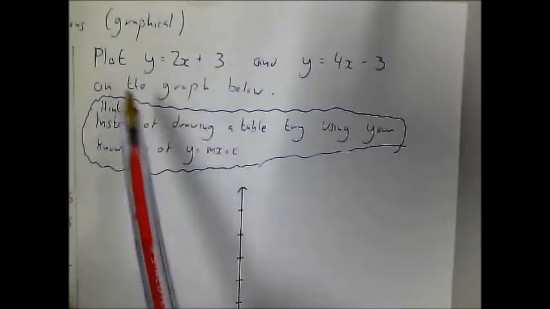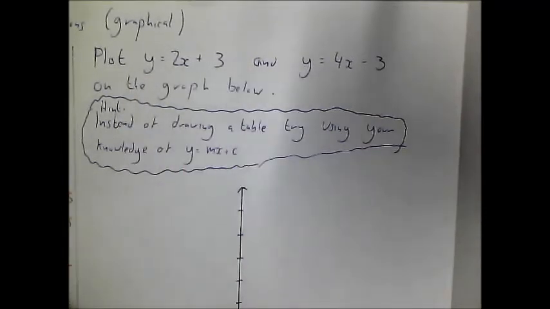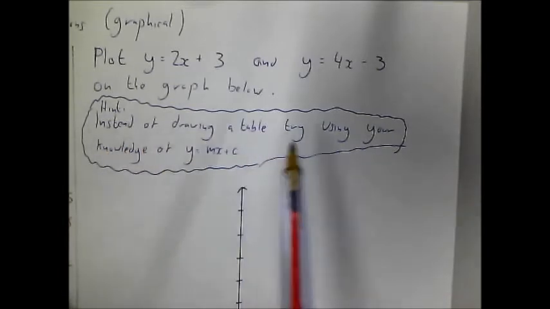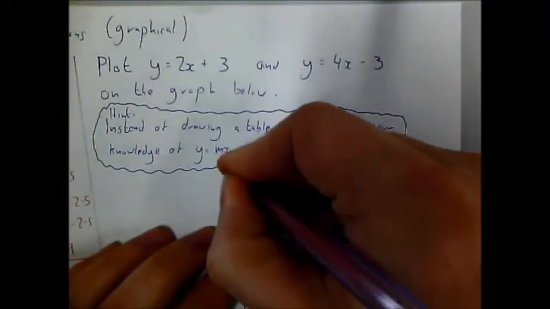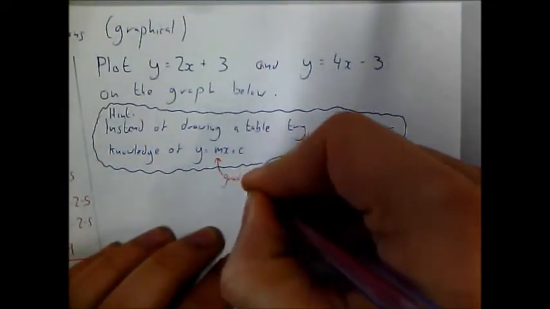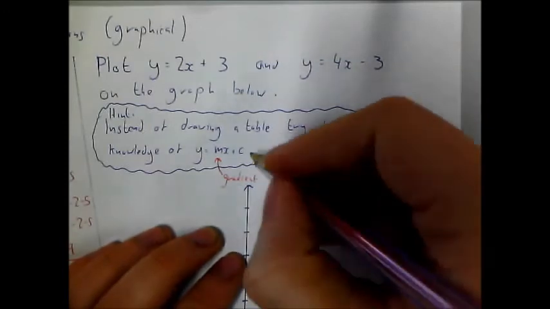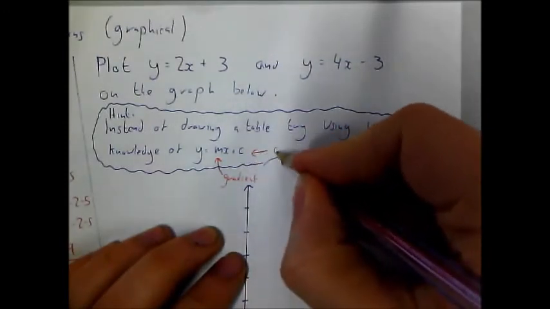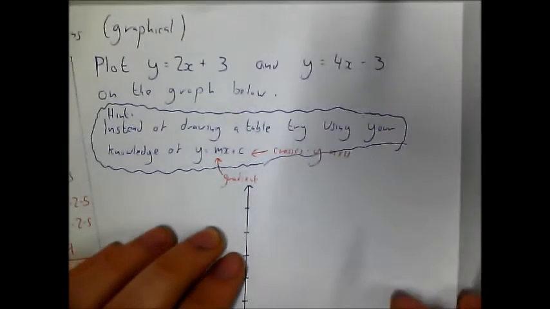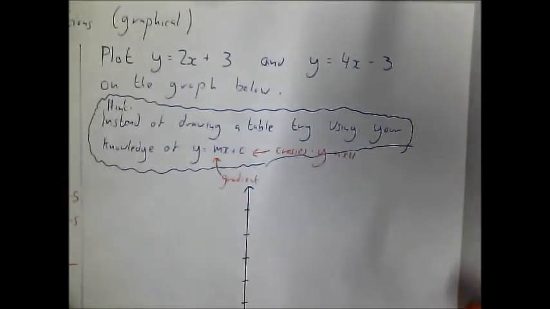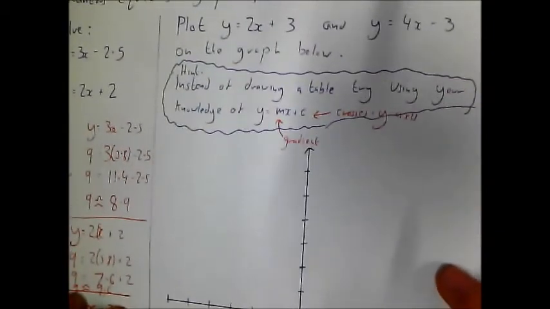Now here I'm going to do mine a slightly different way than using a table of results. I'm going to use my knowledge of y equals mx plus c. And I've got to remember that m is the gradient, that's how steep my line is, and c is where it crosses the y-axis. So I'm going to use that knowledge to help me plot my graph. Of course, there's no harm in doing the table of results as well, but this can be a bit quicker.